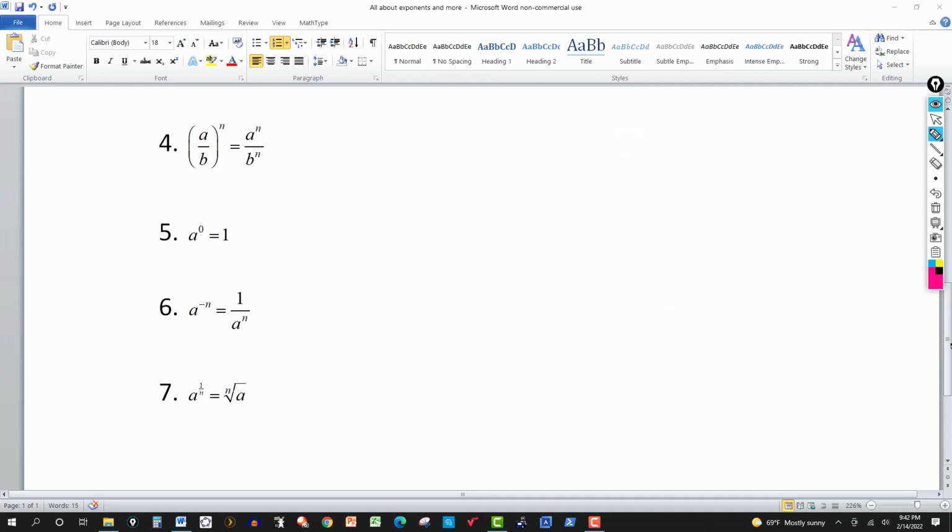Now the last one gives you a relationship between fractional exponents and radicals. So this is saying that you have a to the 1 over n power. That's the same thing as the nth root of a. It's a to the 1/2. And let me write this so it's understood here. This would be the nth root of some number x.